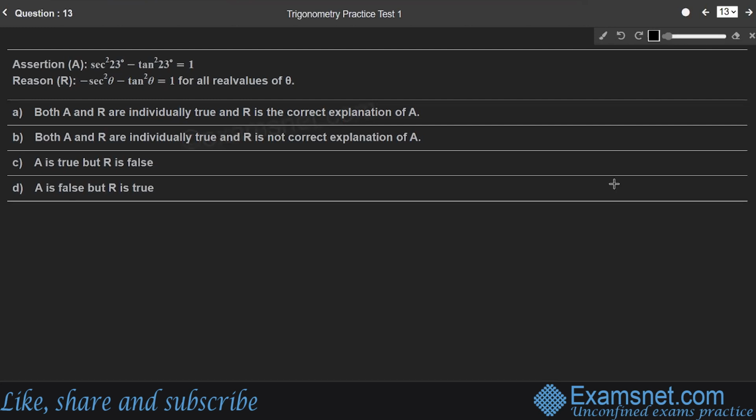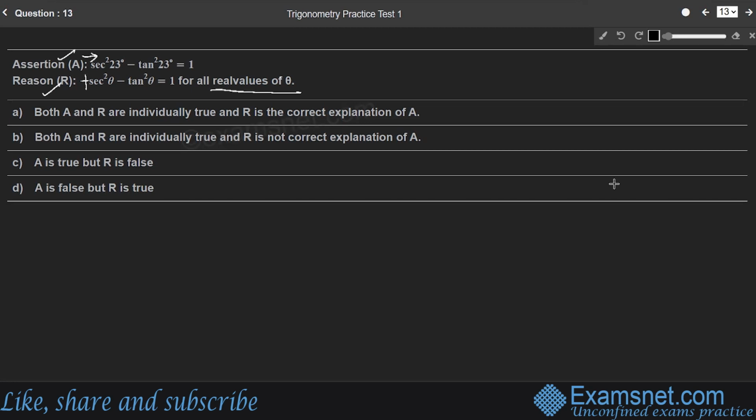Question number 13. Here is an assertion and also a reason. The assertion says secant square 23 degree minus tan square 23 degree is equal to 1. And the reason is, here is a slight correction. It should be plus secant square theta, not minus secant square theta. Secant square theta minus tan square theta is equal to 1 for all real values of theta.